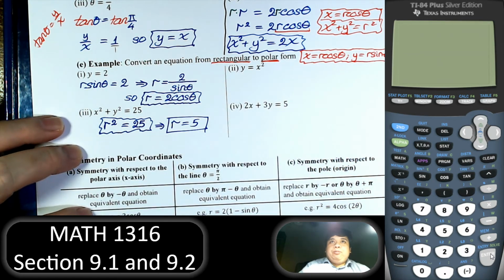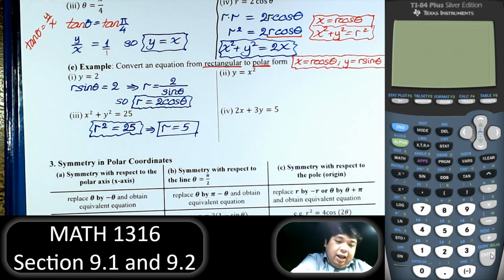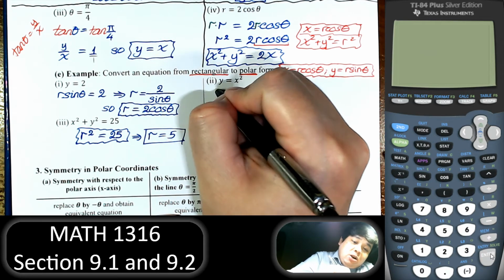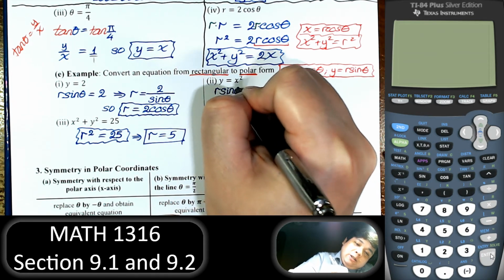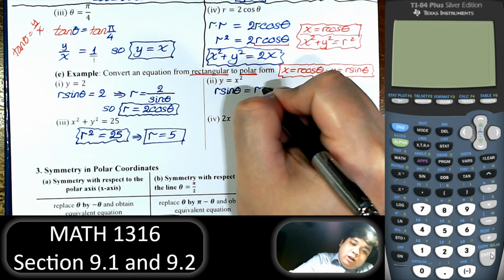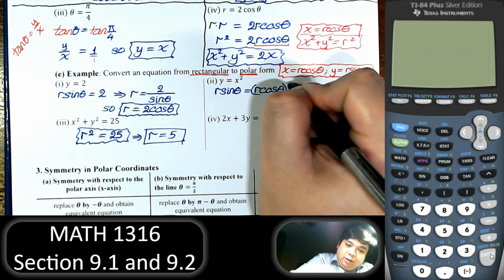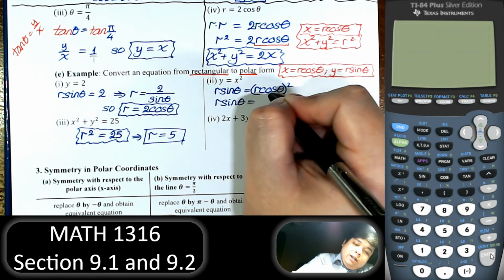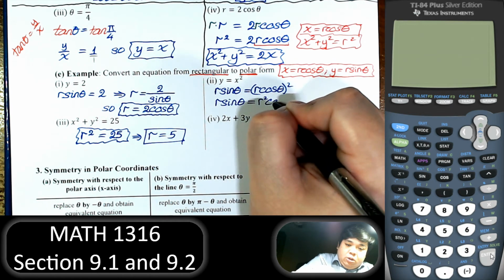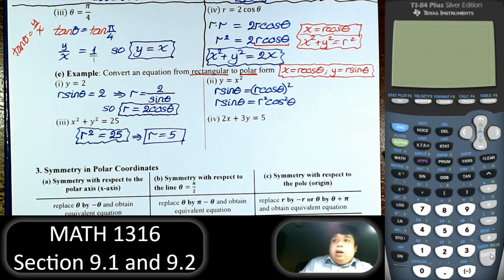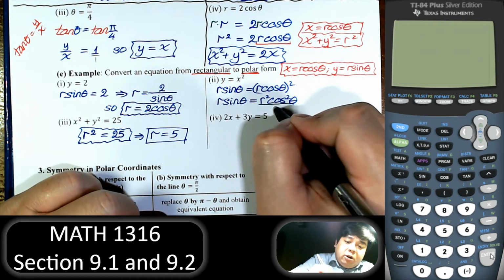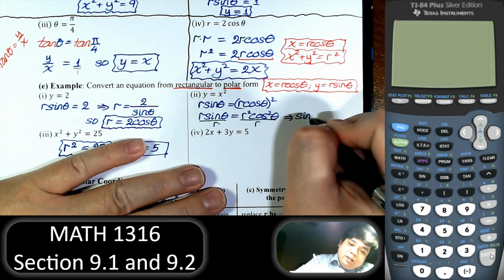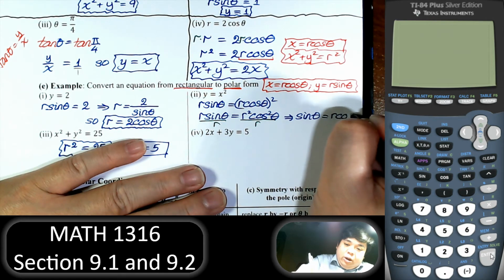That also works. Right. Next, y equal to x squared. Now, not much we can do here. y is r sine theta, and x squared is r cosine theta, and then we square both sides. We have r squared cosine squared. Not much we can do here, except I can divide by r. The r's cancel out, so we have sine theta equal to r cosine squared.